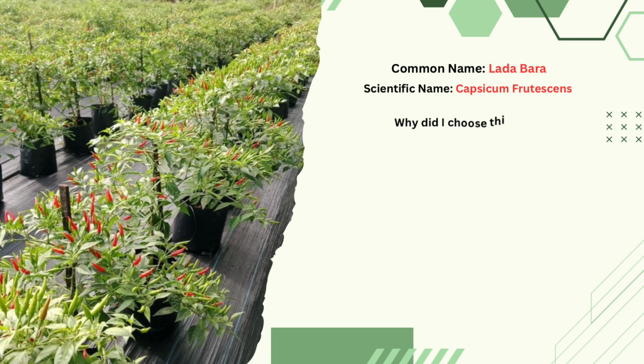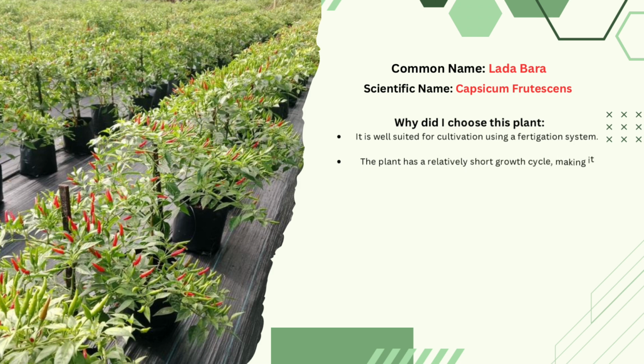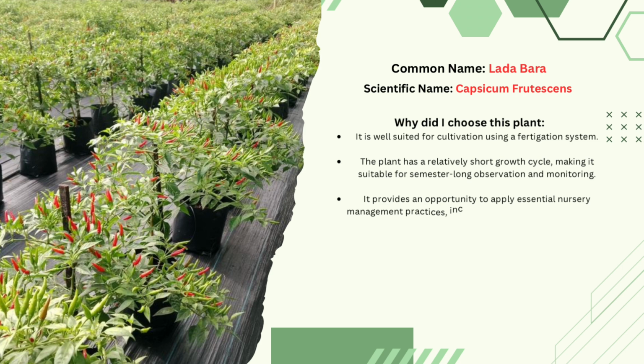This is the plant that I selected for my project, which is Capsicum frutescens, or commonly known as Ladabara. I chose this plant because it is highly suitable for cultivation using a fertigation system. It also has a relatively short growth cycle, making it suitable for observation within 1 semester.